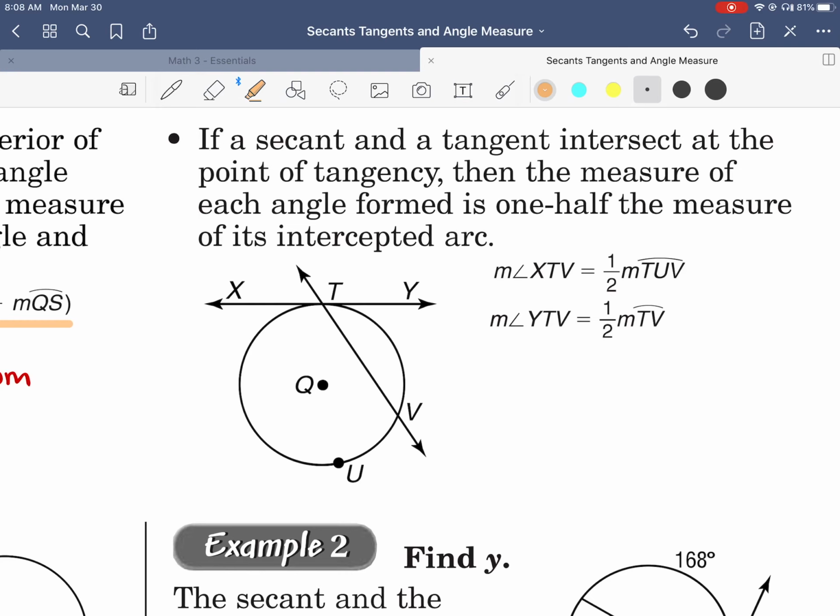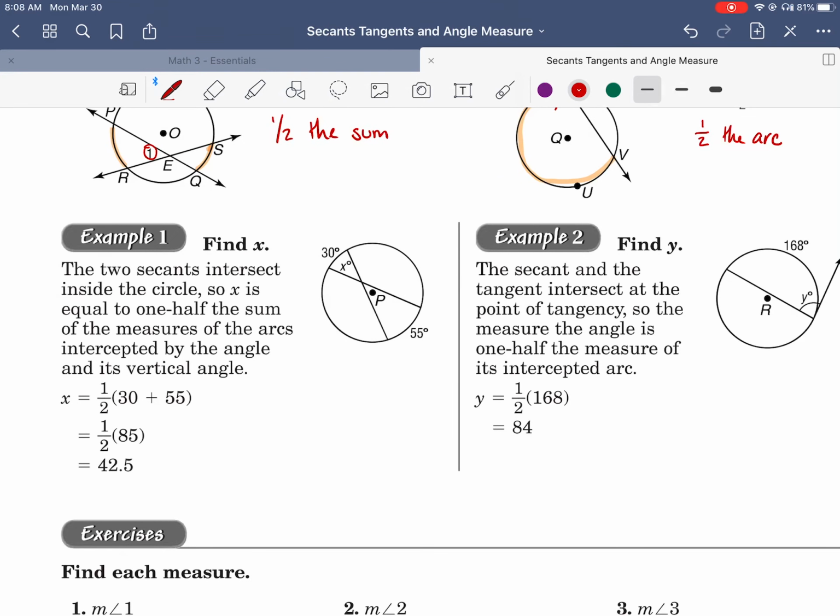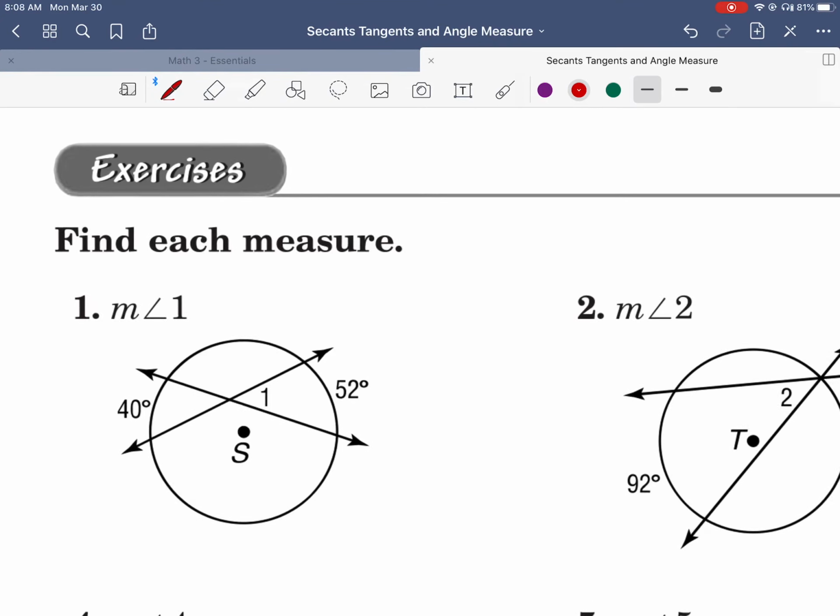If our angle is on the circle, so our angle is right here on the circle, whether we're looking at this one or this one, we've talked about these a little bit, they are half the arc. So whatever the arc measurement that is created right here, the angle will be half of that arc. Okay, so there's two examples if you need to look through them. So half the sum if it's in, half the arc if it's on. Okay, let's look at our examples.